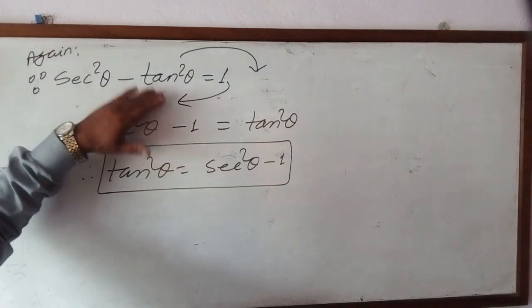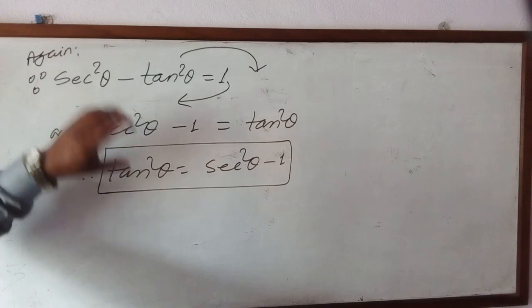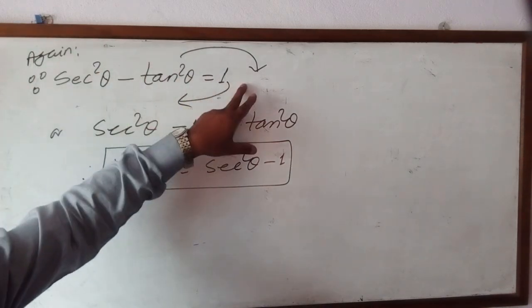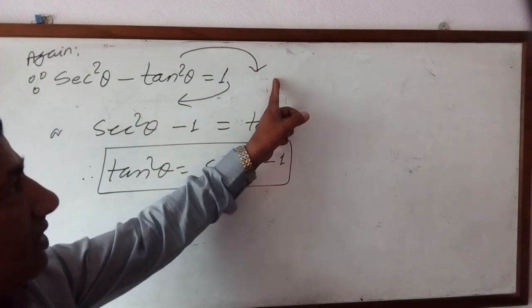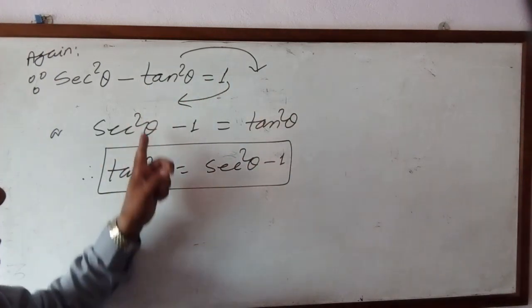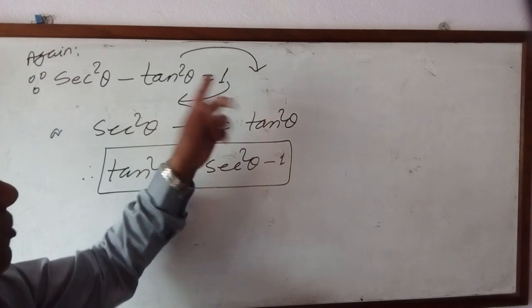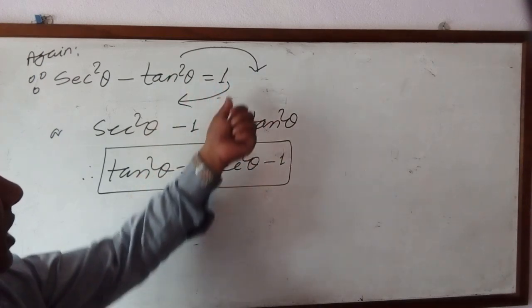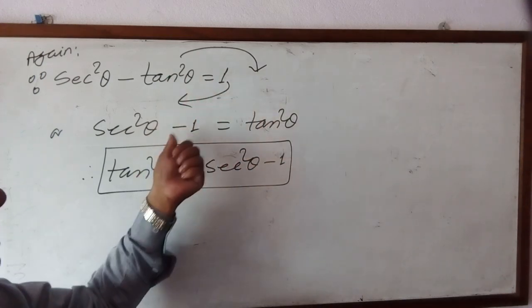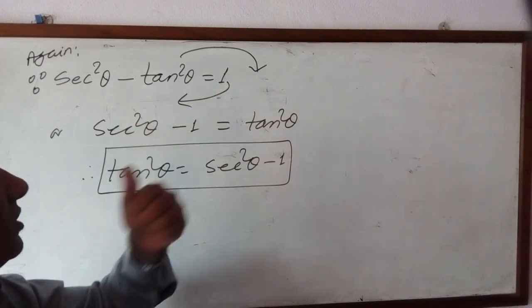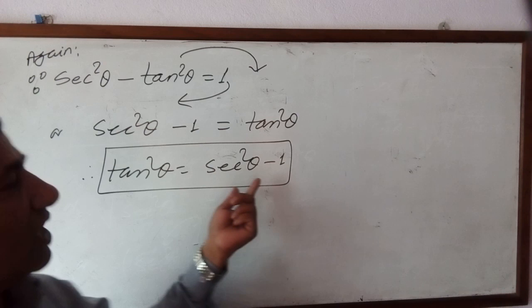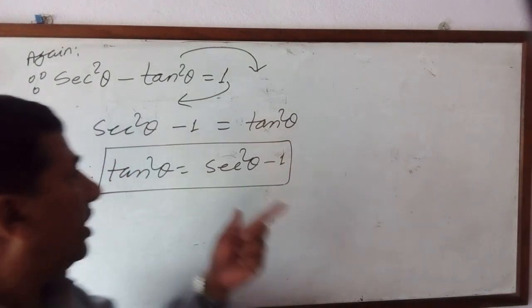Now from here, again from the same, previously we found sec square theta equals 1 plus tan square theta. Right now bring this tan square theta this side, 1 this side. When this tan square theta goes that side, it will be positive, and when this 1 is brought this side, then it will be minus 1. Okay, tan square theta equals sec square theta minus 1. In this way, you have to prove.